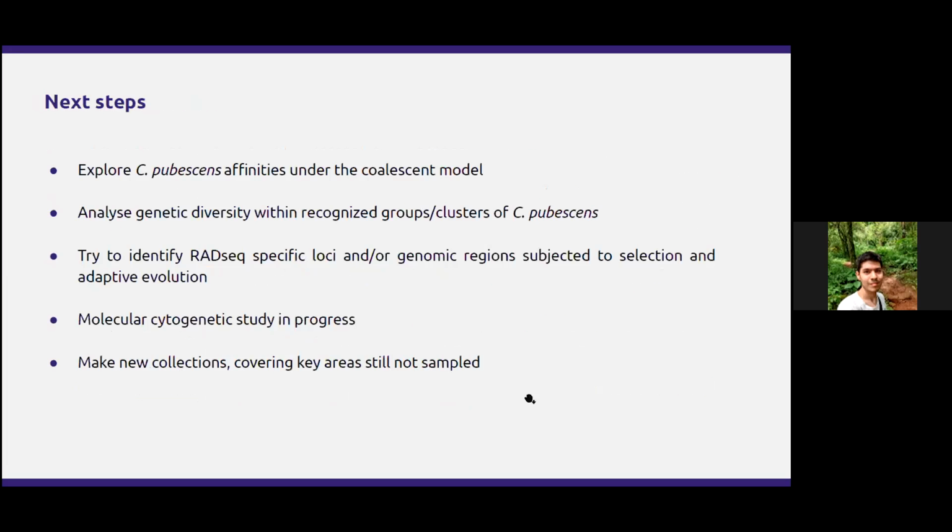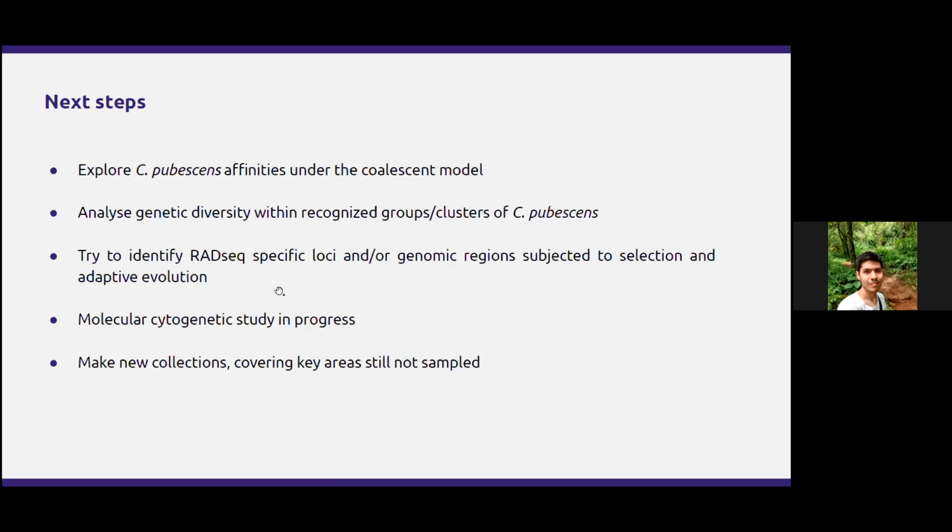Well, what are the next steps? The next steps to follow in this ongoing investigation are: explore Capsicum pubescens affinities under the coalescent model, which is more appropriate in the context of interspecific and or population studies because of probable events of introgression or incomplete lineage sorting. At the same time, it's important to analyze genetic diversity within these recognized groups or clusters to know if there are groups more diverse than others, for example.